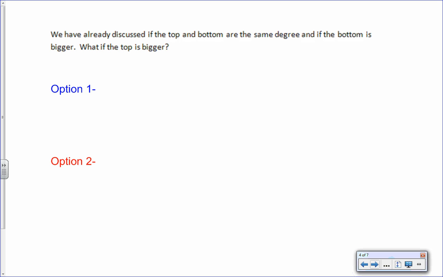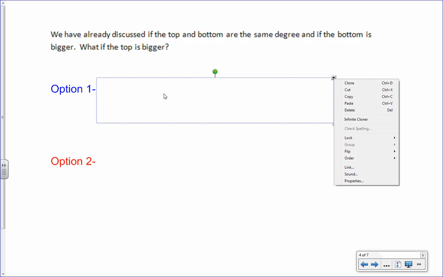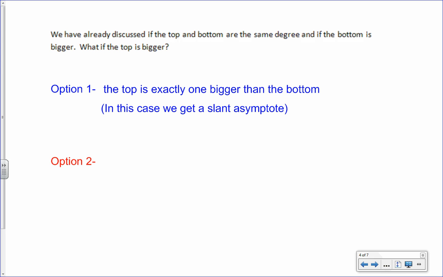We've already discussed if the top and bottom are the same degree and if the bottom is bigger. That should lead you to the question, what if the top's bigger? Then would you agree that we've pretty much covered all options? They're the same, the bottom is bigger, the top's bigger, right? It's about all that can happen. So here's option 1. The top is exactly 1 bigger than the bottom. This is a very special case. If it's exactly 1 bigger, and if that happens, we will get a slant asymptote.